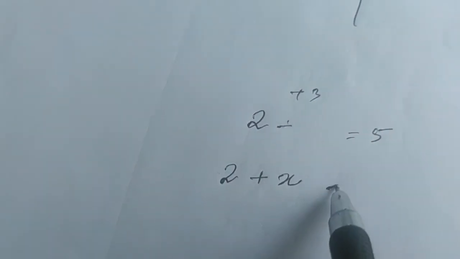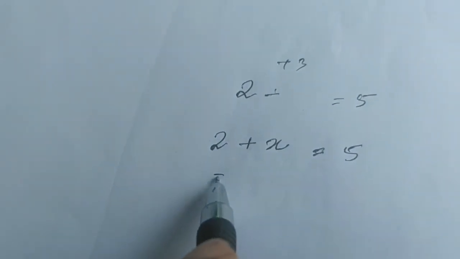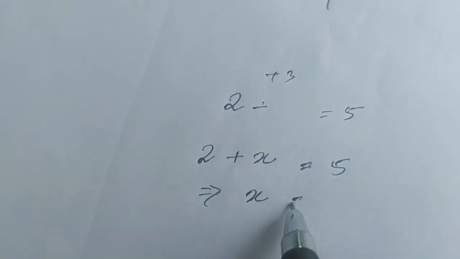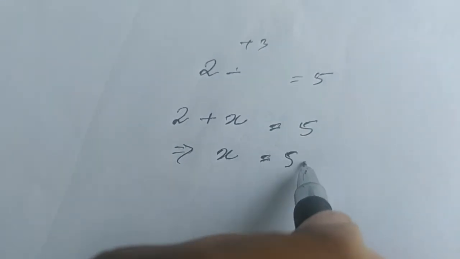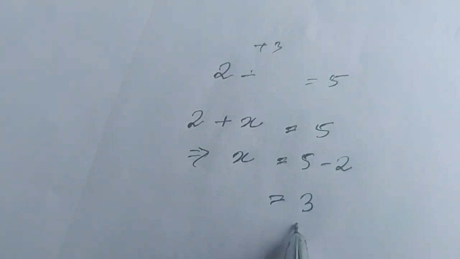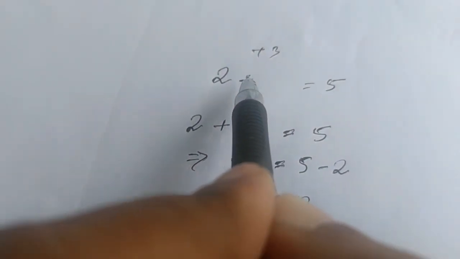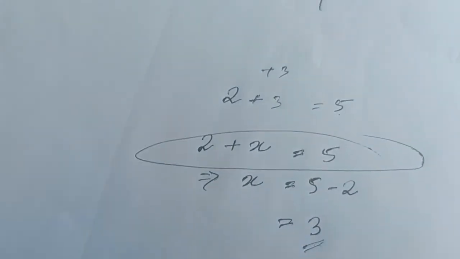Let x be the number that needs to be added to 2 to get 5. So x is equal to, this 2 is added along with x, so it will go to this side and be subtracted. So 5 minus 2 is 3. So I got x equal to 3. 3 should be added to 2 to get 5. In this way I will do this sum.